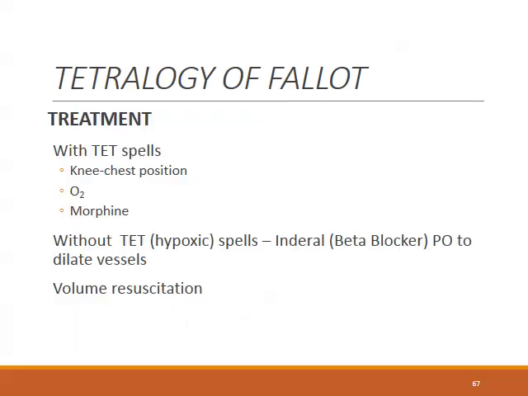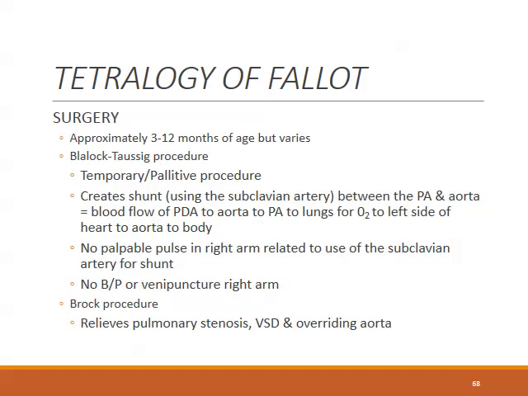Treatment with TET spells: they're going to do the knee-chest position. They're going to give them O2 and give them morphine for the pain. Without TET or hypoxic spells, they're going to give Inderal, which is a beta blocker, PO, to dilate the vessels. They're also going to do volume resuscitation. Now, surgery with this is approximately at 3 to 12 months of age, but it varies.